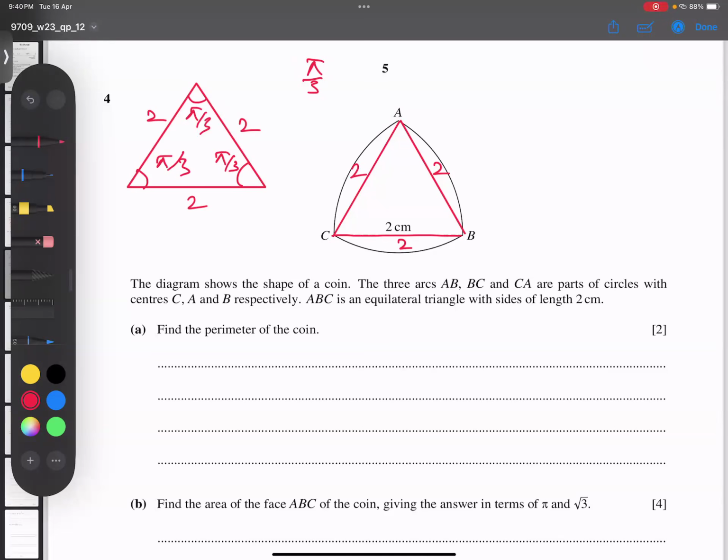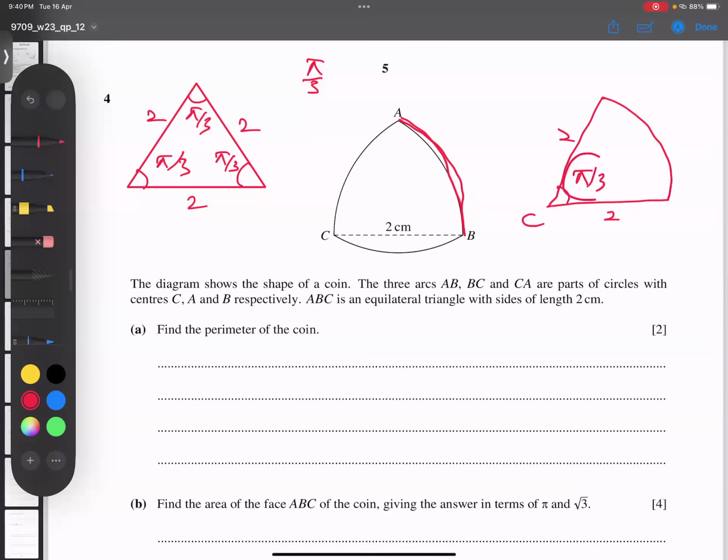How to get the perimeter of the coin, students? I will show you one concept: how to get this arc length. If I make it separate, I think you will understand. This arc has its center at A, the radius is 2 and the angle is pi by 3. How I got it, you can see from here. And I will look at this arc length.